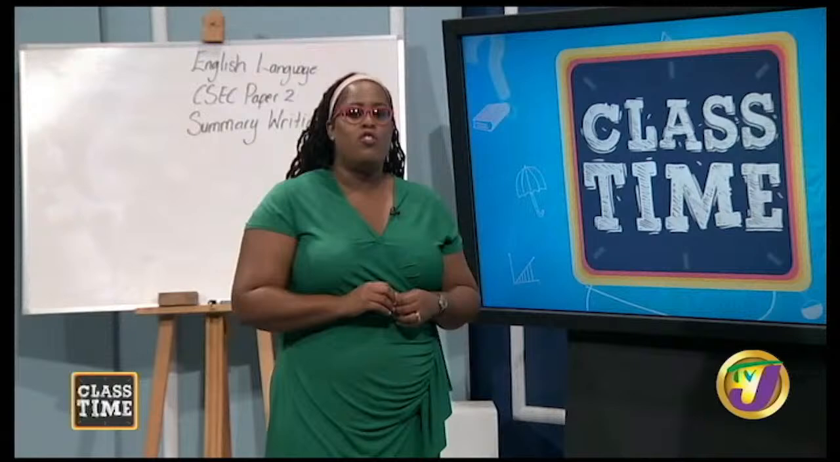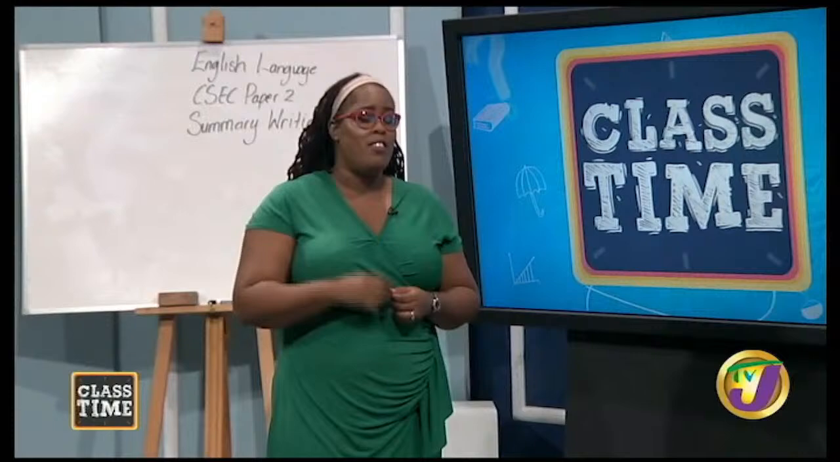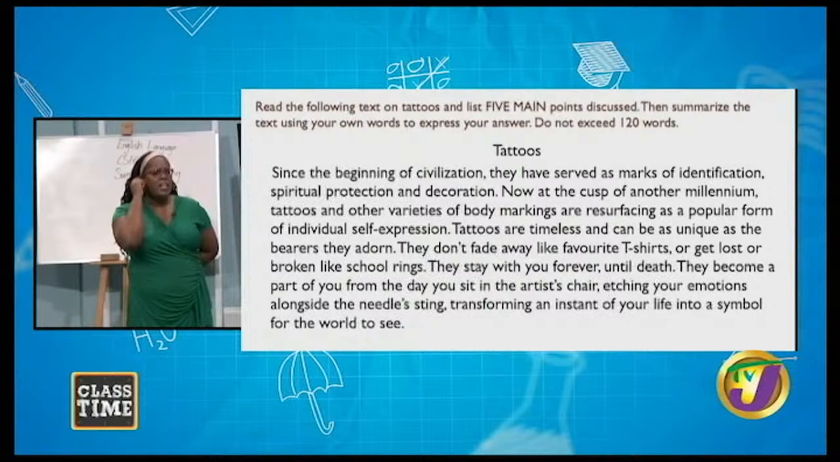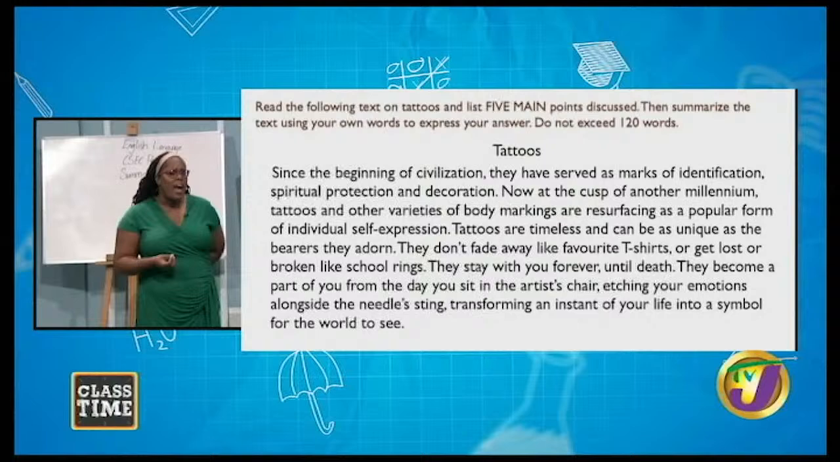All right, so we need to ensure that we read the instructions carefully. So remember, read your instructions carefully. Read the following text on tattoos and list five main points discussed. Then summarize the text using your own words to express your answer. Do not exceed 120 words. Now, what do you notice about this one this time around? You are given a word limit, and the word limit here is 120 words. And you must be saying to yourself, how can I possibly summarize all of this information using 120 words? It is possible, and we're going to be looking at it.